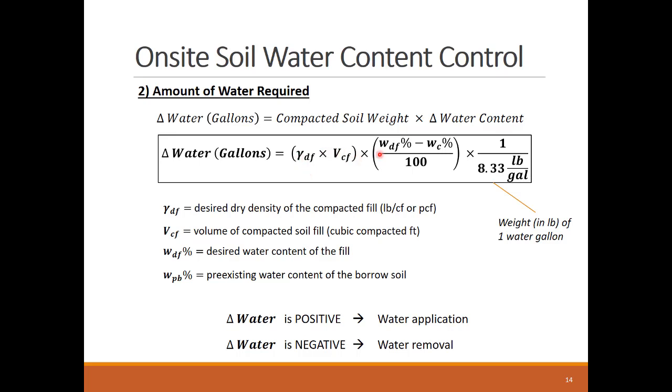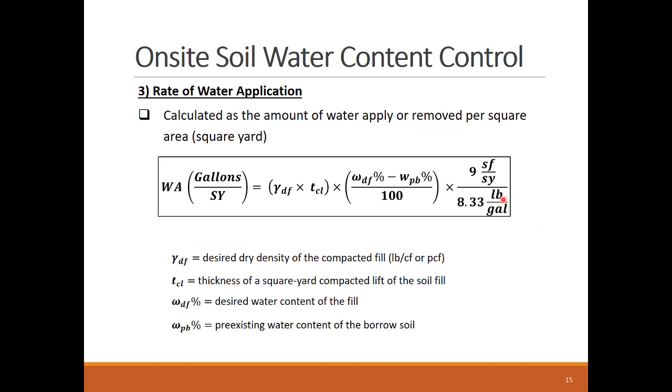While the delta water content is calculated as the difference between the desired water content of the fill and the pre-existing water content of the borrow soil, the 8.33 constant is the weight of 1 gallon of water in pound.